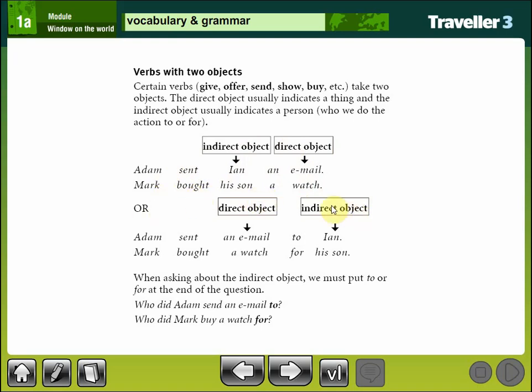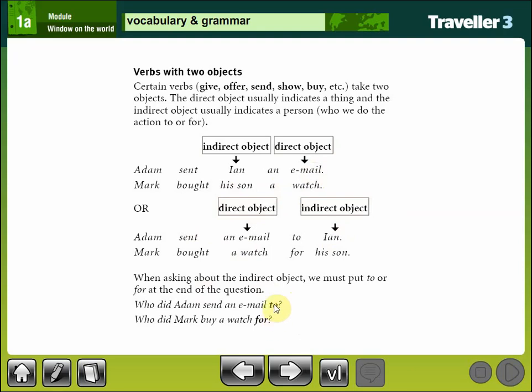Mark bought his son a watch. So of course he bought it for his son, but he didn't buy his son. He bought a watch. So this is the direct object, and this is the indirect. So it's not about the place of the words. You can't say the second object is the direct object. No, you can change them, as the book mentions here.